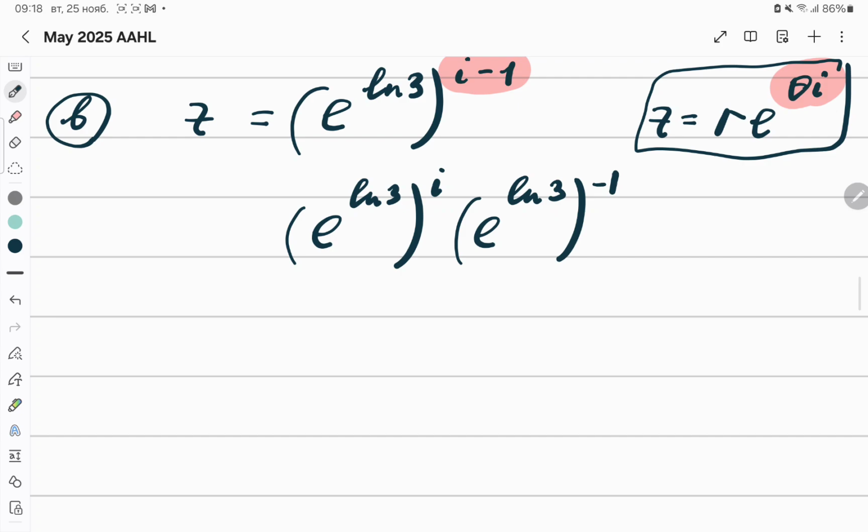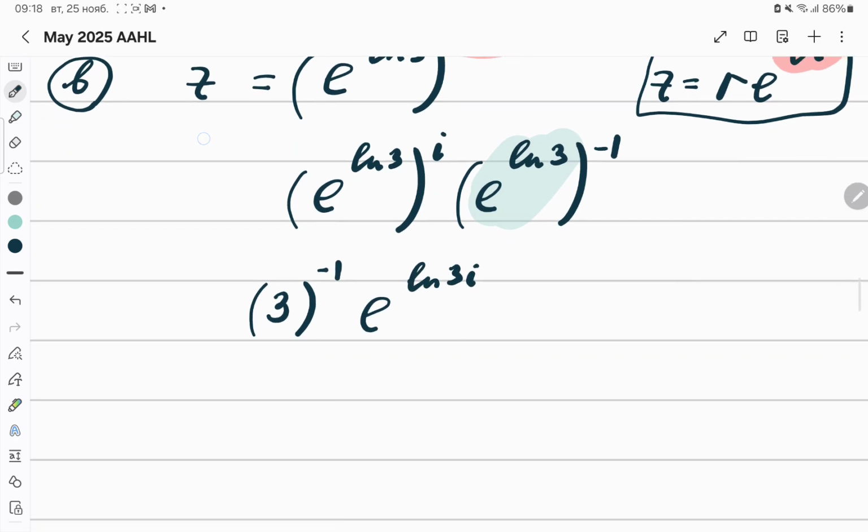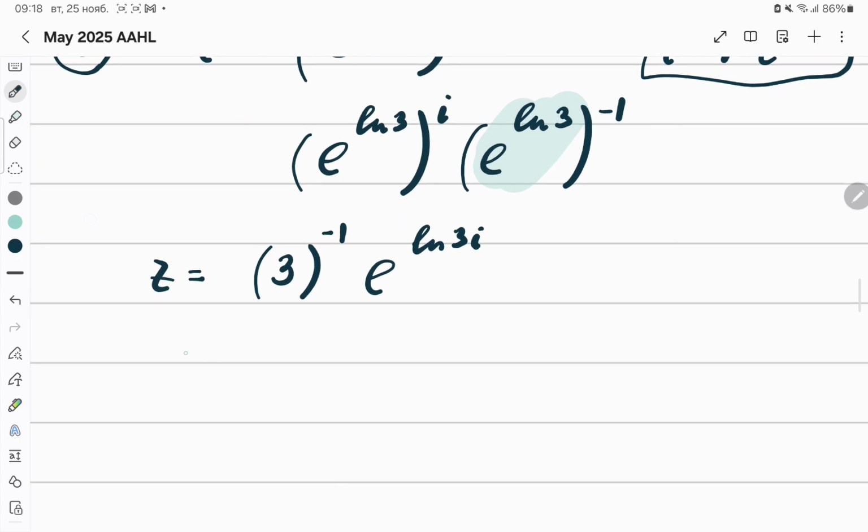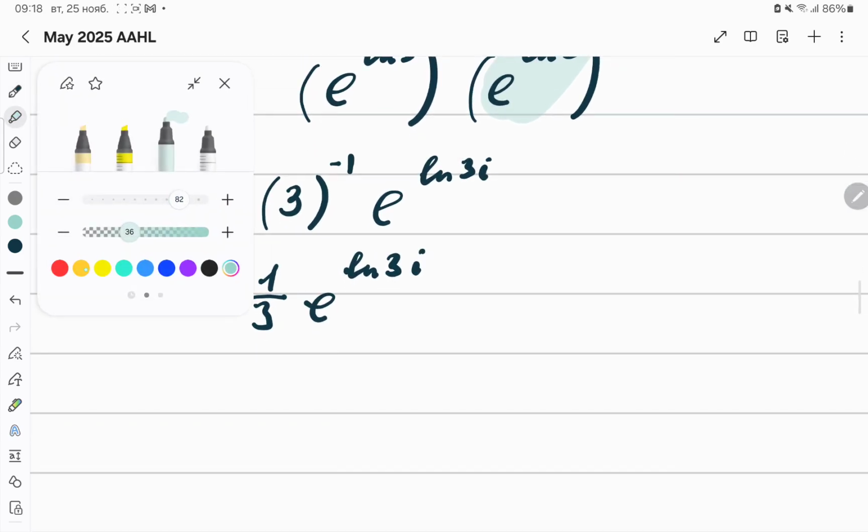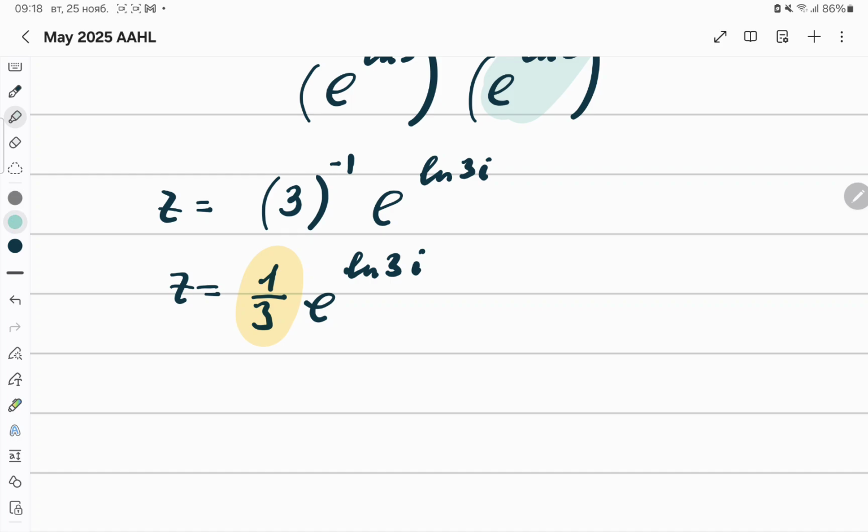So this is the first step. Now after that we can make the second step. So we know that this part is 3, yeah? It's just simply 3. So we can write that it is 3 in power minus 1 e in power ln 3 i. So I just switched the factors, and now in the end we will get z equal to 1 over 3 e in power i ln 3, yeah, like this. Okay, now here this one is the radius, and this one is theta. So r is equal to 1 over 3 and theta is equal to ln 3, right?